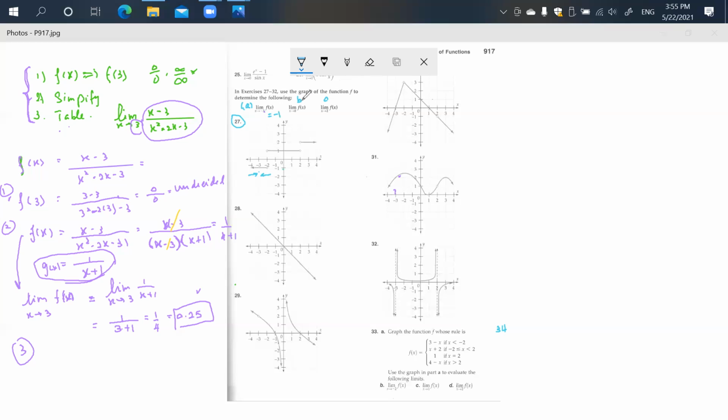And then see question B here: limit of f(x) when x approaches 0. Where is 0? 0 right here. Now I erase this one first so you won't be confused. So now you can see the graph approaches close to 0, correct? So you see 0 here. Then from the bottom, is there any graph below 0? No, right? Only the top here.